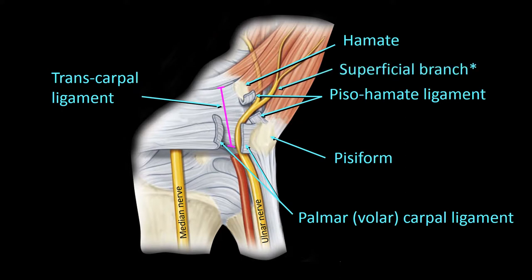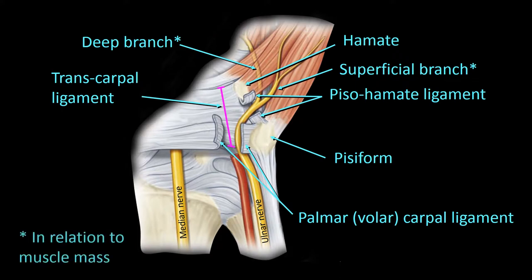Also notice in this diagram that the superficial and deep ulnar branches are labeled not because of being superficial or deep to the roof of the Guyon's canal. They both go through the Guyon's canal. They are called superficial or deep in relation to their position with the hypothenar muscles, especially with the hypothenar muscle tendon. The superficial branch goes above it, the deep branch goes below it.